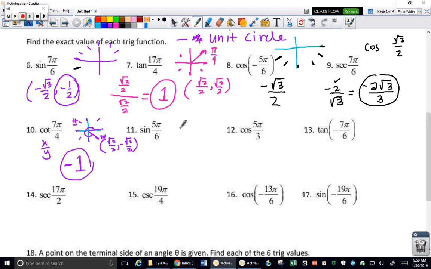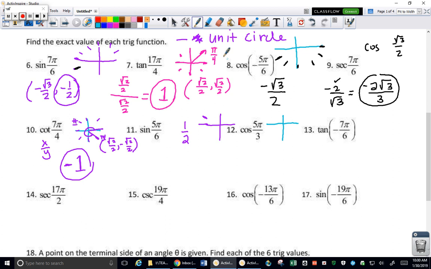Okay, the sine of 5 pi over 6 is 1/2, because that's the y coordinate right here. The closest one to the 180 degrees is always a 1/2. Next, the cosine at 5 pi over 3. We haven't done a pi over 3 yet.